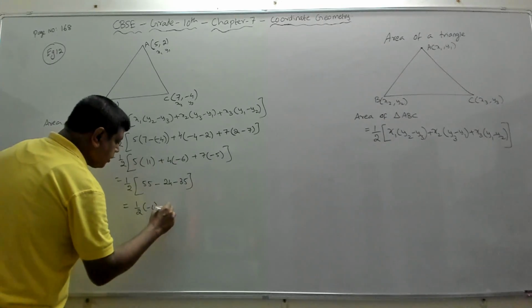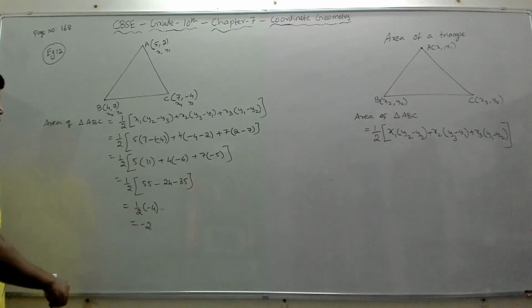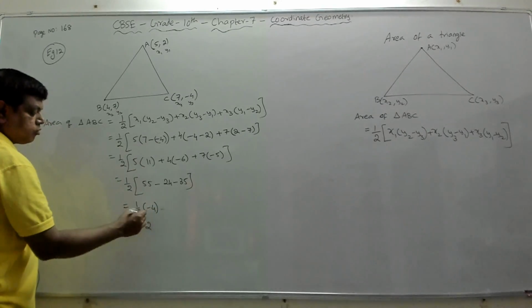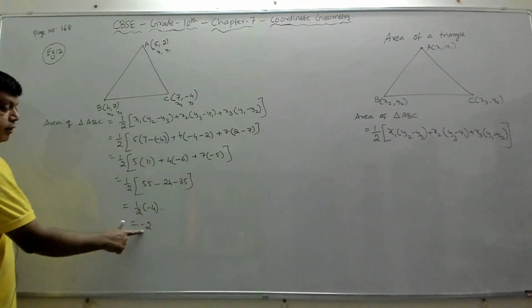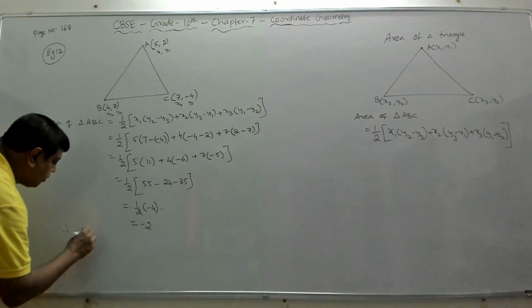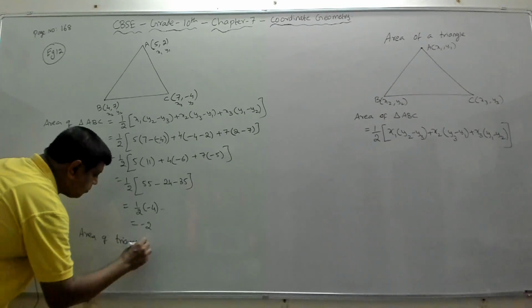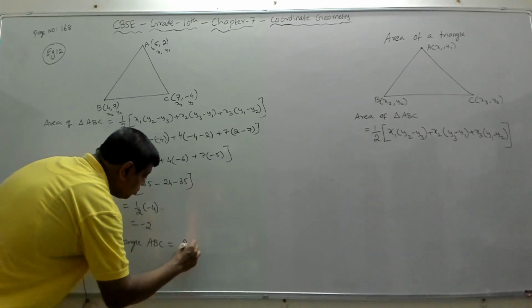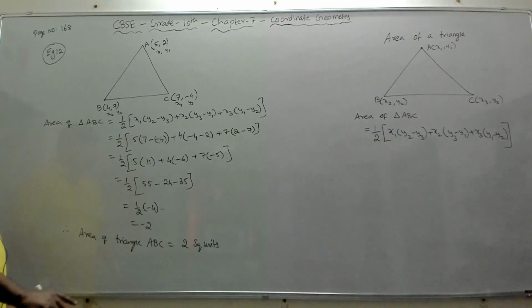And if you cancel 2 and 4, 2 ones are 2, 2 twos are 4, it will become minus 2. But the area of the triangle cannot be negative. So therefore, area of triangle ABC is equal to 2 square units. We will not take the minus sign. We will take only the absolute value because area cannot be negative. So the answer is 2 square units.